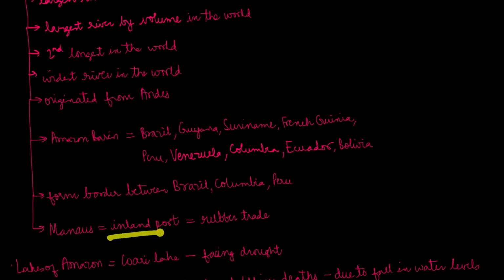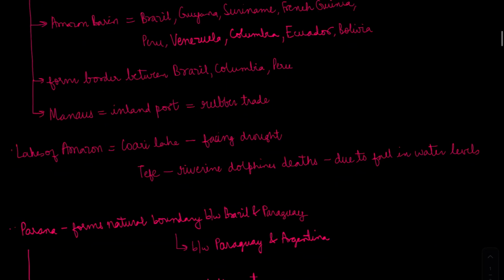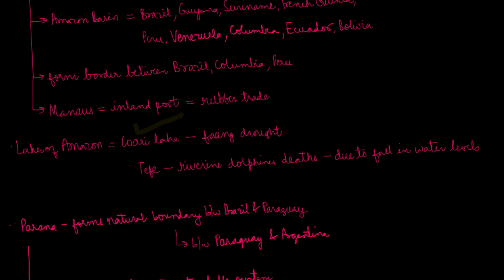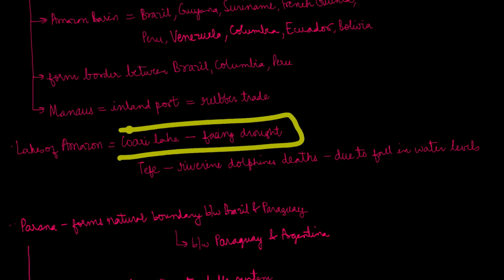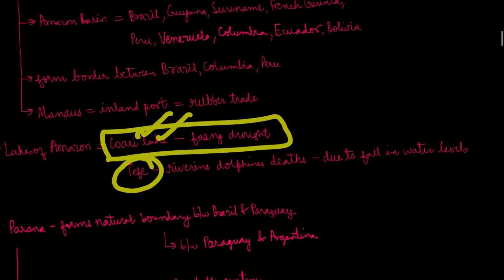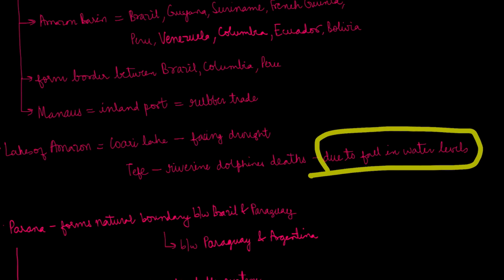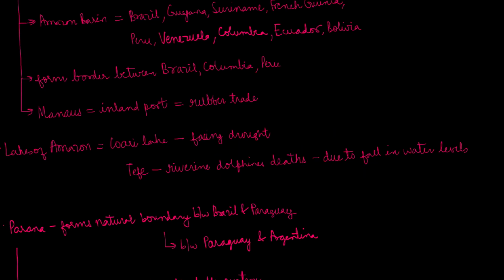Manaus is an inland port and it is known for the rubber trade. Then the lakes of Amazon. These lakes are Coari Lake, which was recently in the news because it was facing droughts. Then Tefe. It is known for the riverine dolphin deaths due to the fall in the water levels. So the dolphin deaths were the reason why Tefe was in the news.